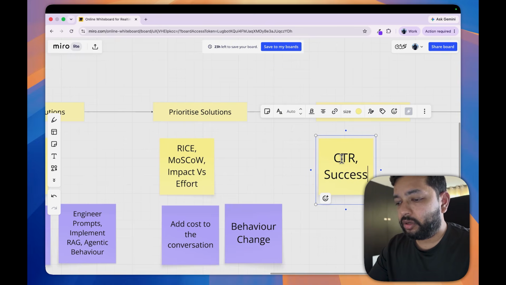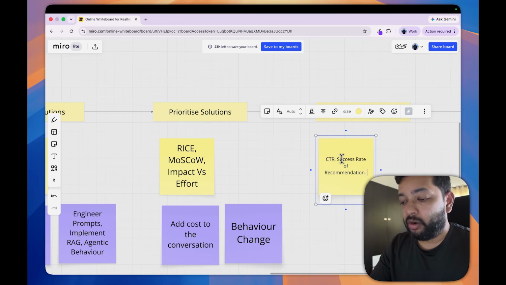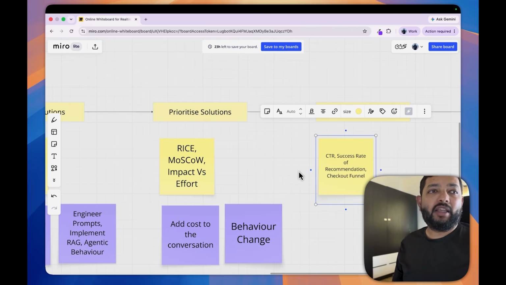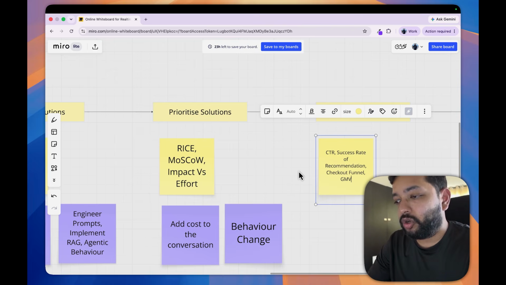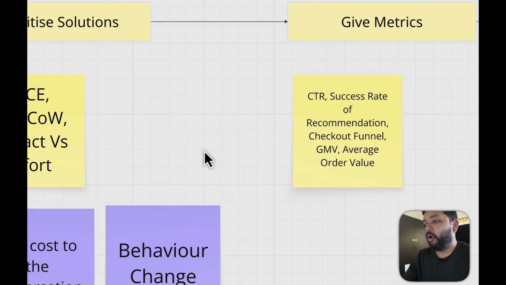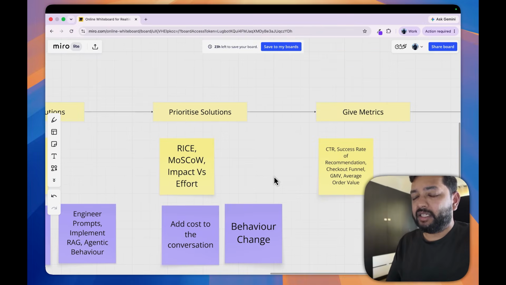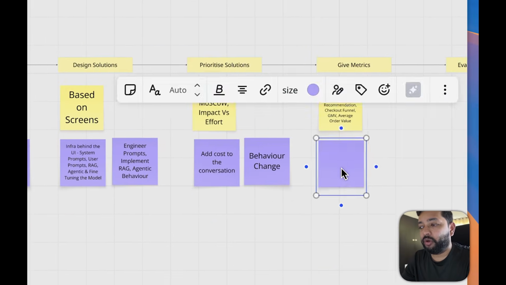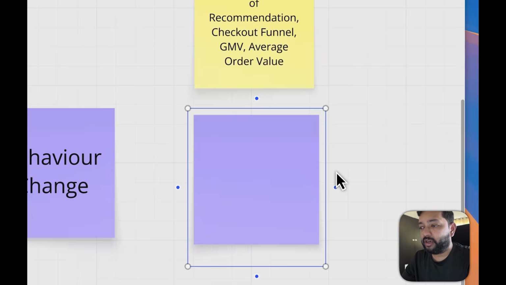You're going to talk about success rate of recommendation. You can maybe talk about the checkout funnel, all of those things, right? Typical standard things that you would do. You could also, of course, talk about GMV. You could talk about average order value, all these things, right? Standard basic stuff. There are two fundamental things that change when you add AI to the conversation of metrics. What are those fundamental things?